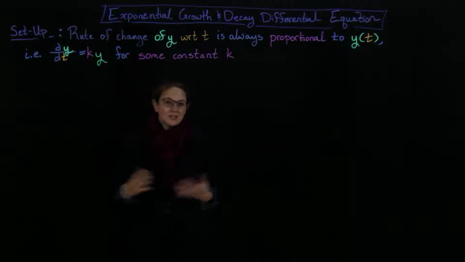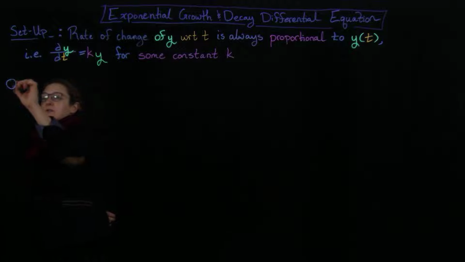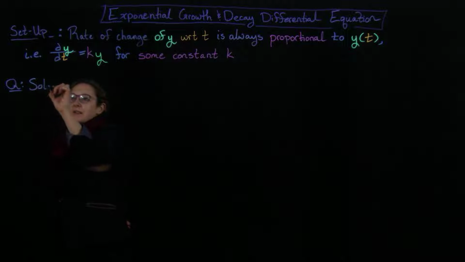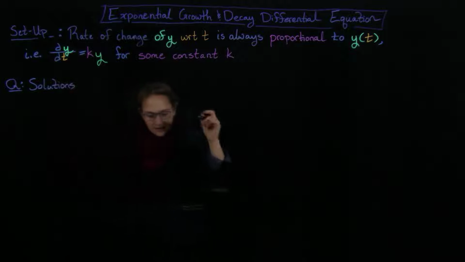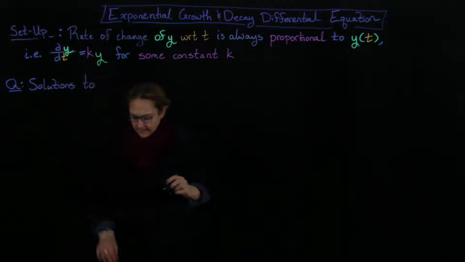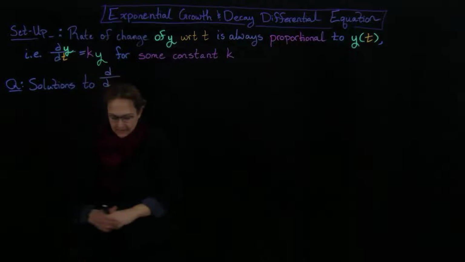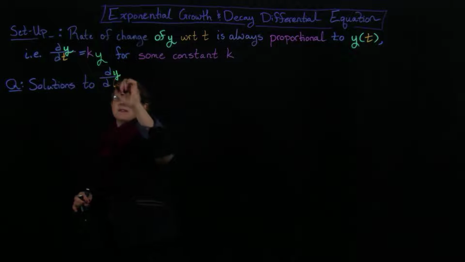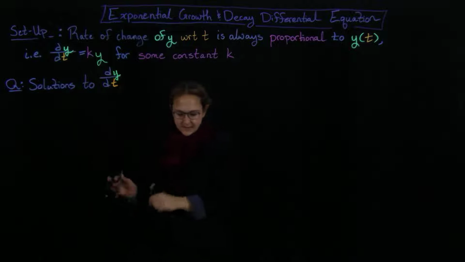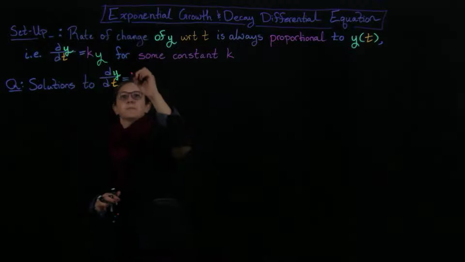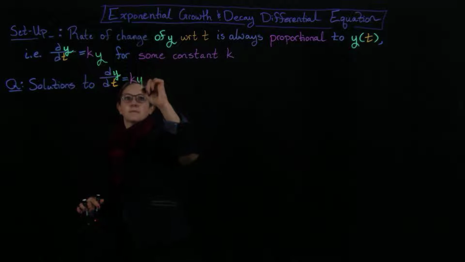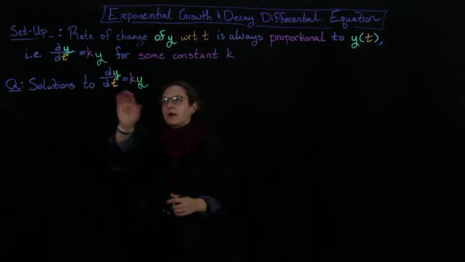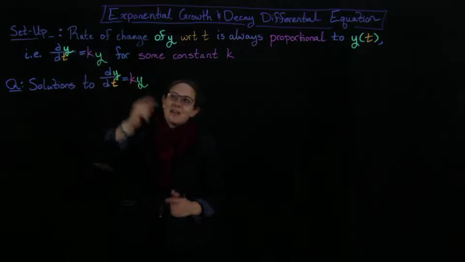So the question is, what are the solutions to this equation? And I'll explain to you how we actually find that. So we have dy/dt equals ky. What that means is, what is a function y of t so that when you take its derivative with respect to t, you get k times that function?